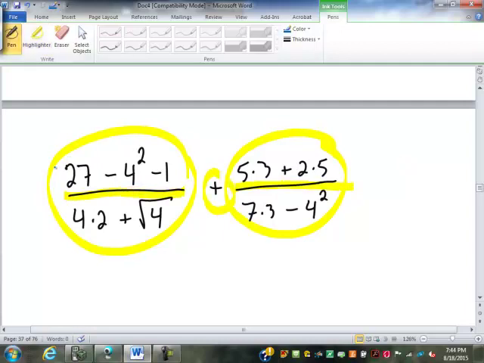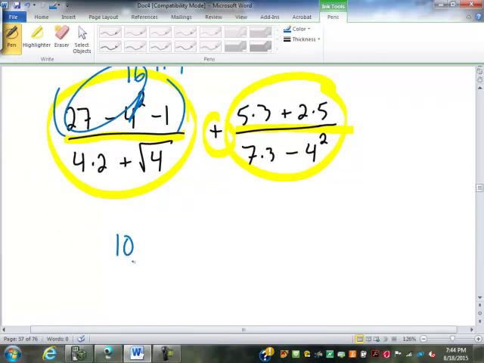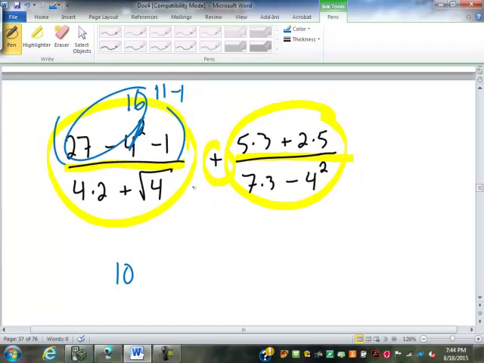So on the first one here, what do we have to do first? 4 squared, which is 16. Then what? So 27 minus 16 is 11, minus 1 is 10. I cheated a little bit there to save space, but you guys catch everything I did, right?